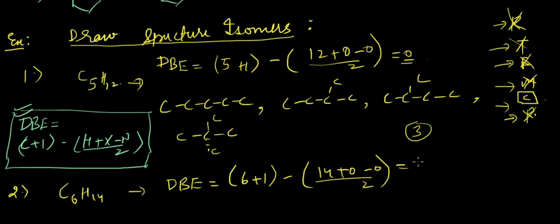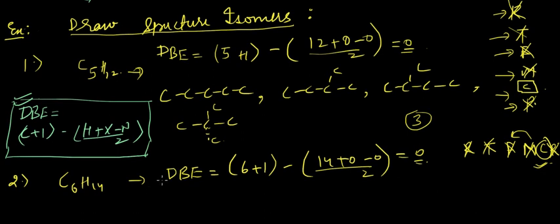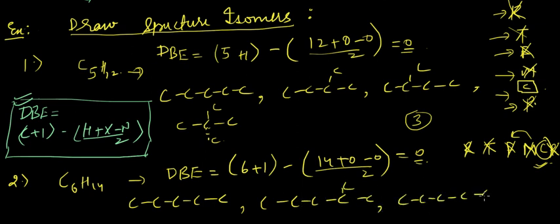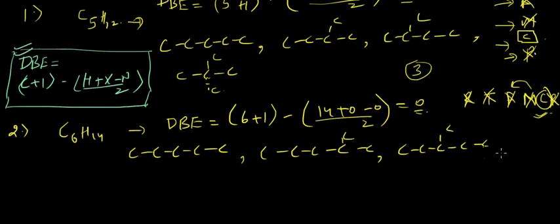So the DBE for this is 0, hence there cannot be ring chain, no tautomerism, no functional group, no metamer. If no functional group is there, no position. So the only possibility is that it can have chain isomers. So 1 2 3 4 5 6, 3 4 5 6 can be here, 1 2 3 4 5 6 can be here.